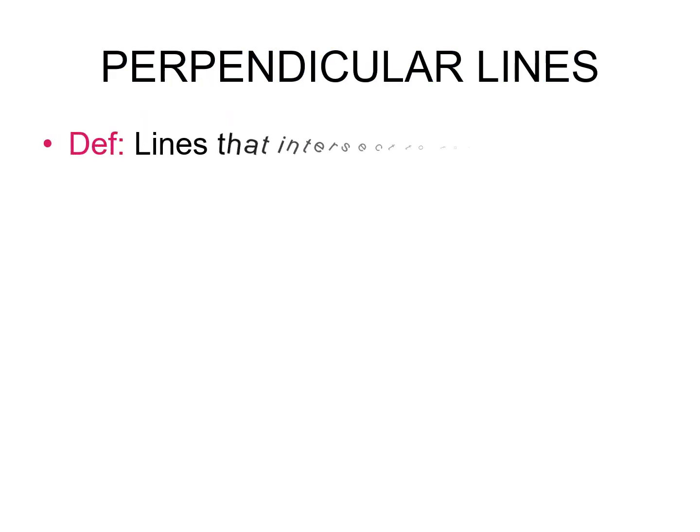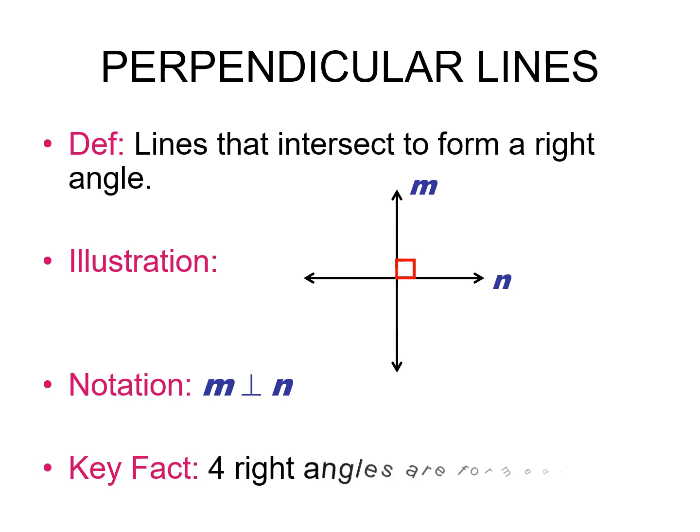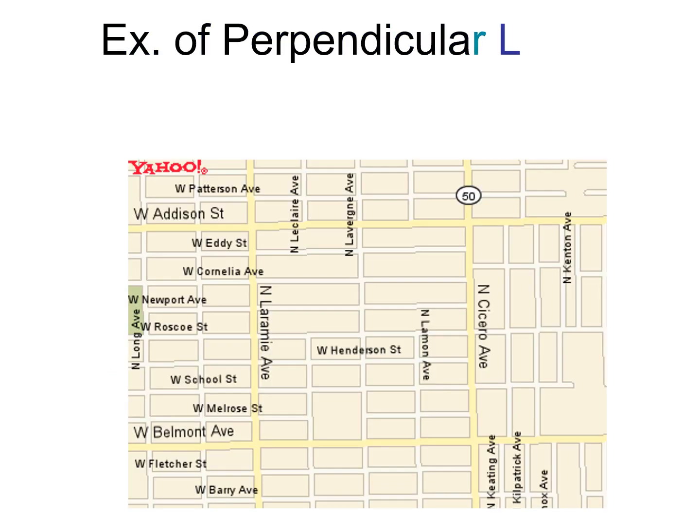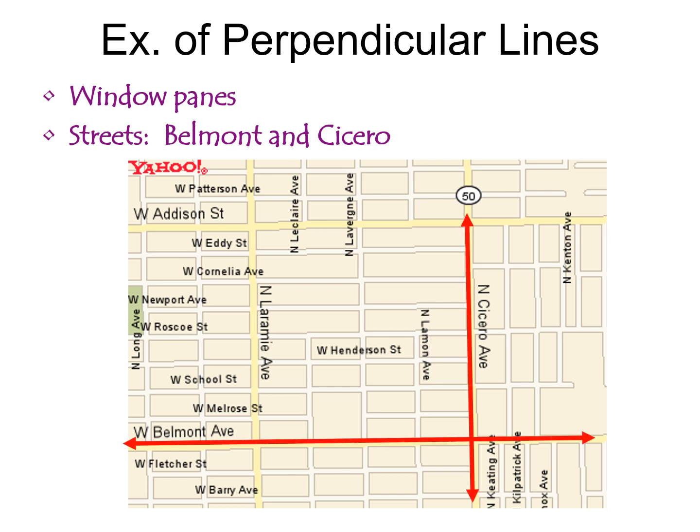Now the next important concept is the perpendicular line. Lines that intersect to form a right angle. The illustration is given, and in notation form we write M perpendicular to N, the names of the lines. So whenever two lines intersect perpendicularly, they form four right angles. Here through this picture you can see an example of perpendicular lines.